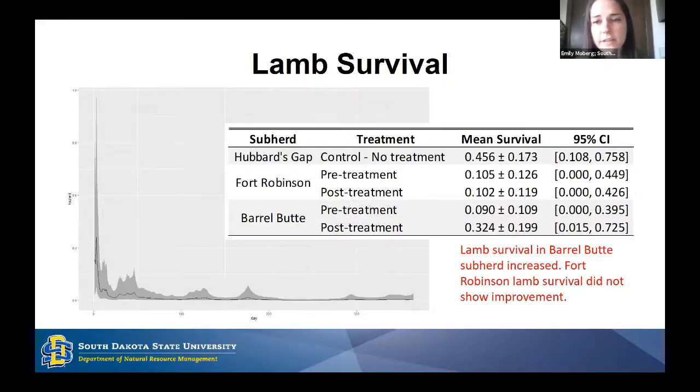Also, our lamb survival, you can see that our control group, the mean survival was about 45%. And then for our Fort Robinson herd in the treatment in the Pine Ridge, it really didn't show any improvement. However, our Barrel Butte subherd showed quite an improvement. So it went from 10% to more than 30%.